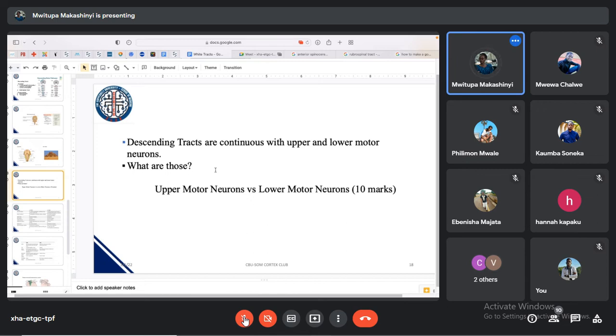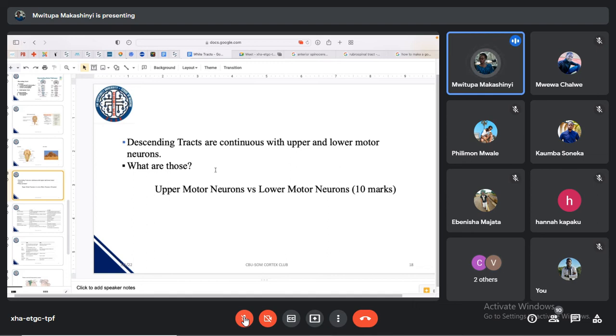Now, what are those? Upper motor neurons and lower motor neurons are basically the neurons which are involved with motor activity. We've already said that. But upper motor neurons are within the brain up until the spinal cord, and then lower motor neurons are the ones which start in the spinal cord and then go to the rest of the body.